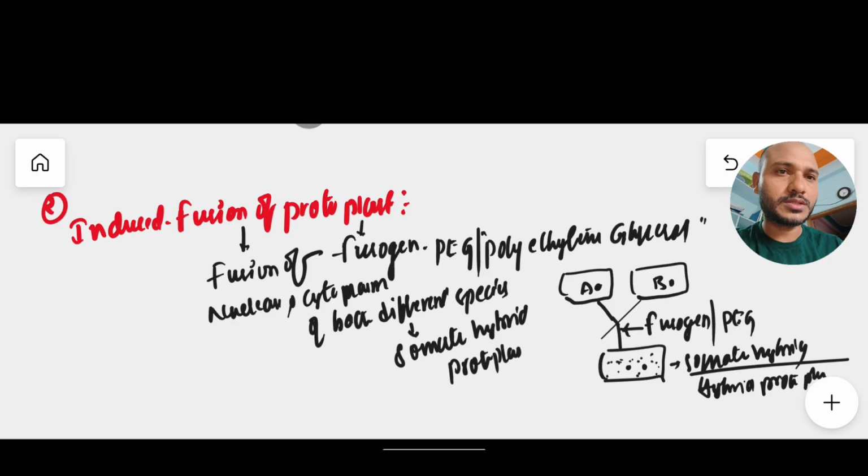This fusion of protoplast was induced by a chemical called fusogen, also called PEG or polyethylene glycol. So this is the second step in somatic hybridization. Now we will move on to the third step. After fusion of protoplast, we get the somatic hybrid. Now we need to culture those somatic hybrids in nutrient media. That is the third step.